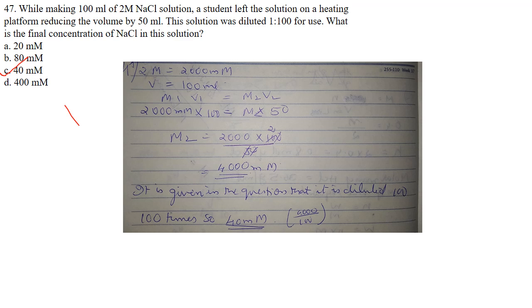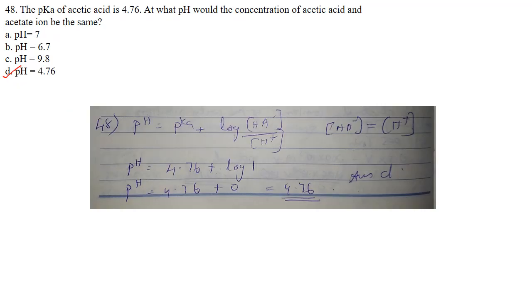So M1 V1 is equal to M2 V2. What was the molarity when it became converted to 50 ml? So 2000 millimolar into 100 is equal to M2 into 50. You get M2 is equal to 4000 millimolar. Now it is given in the question that it is diluted 100 times. So 4000 divided by 100, that will be 40 millimolar. Answer is option C.